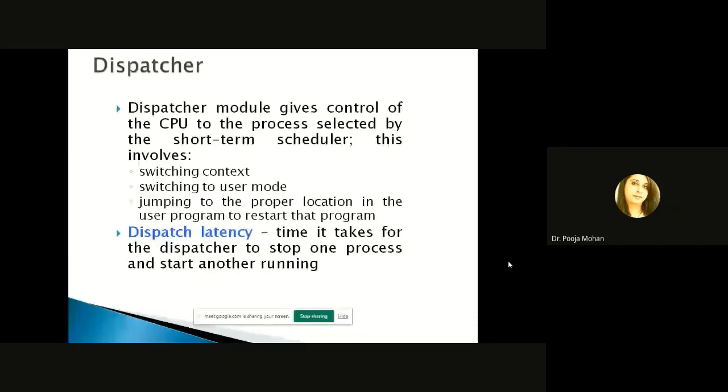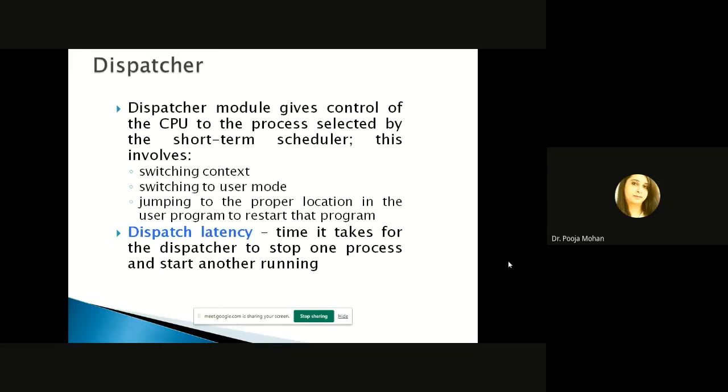First is context switching. Basically, the dispatcher will switch the CPU from one process to another. So what will happen during the switching? The dispatcher will save the status of the old process in the PCB and load the status of the new process. And next is switching to user mode.